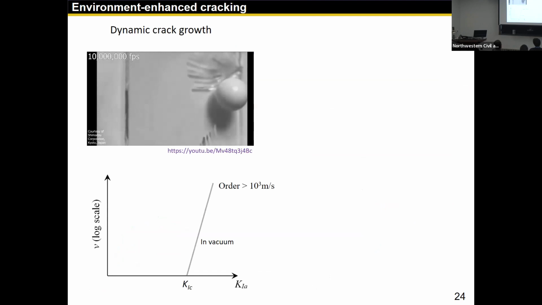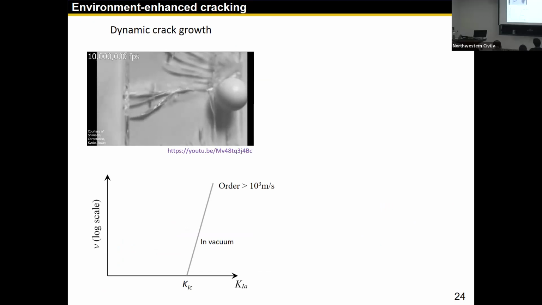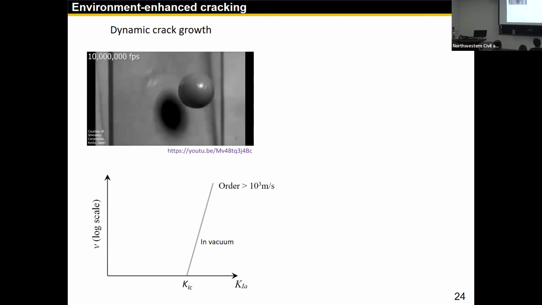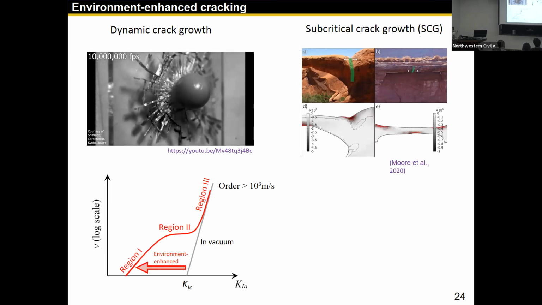And this is a high-speed video of glass cracking. You can see that at the instant of the impact, the stress intensity factor is super high, far beyond the fracture toughness. Then you get a very fast crack propagation following the in-vacuum kinetic equation. But if there are some reactive species present in the environment, then the crack is allowed to propagate at a much lower stress intensity factor, and also at a much, much smaller velocity. This is also called subcritical crack growth.